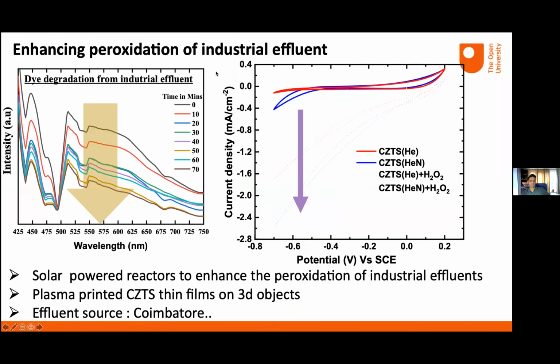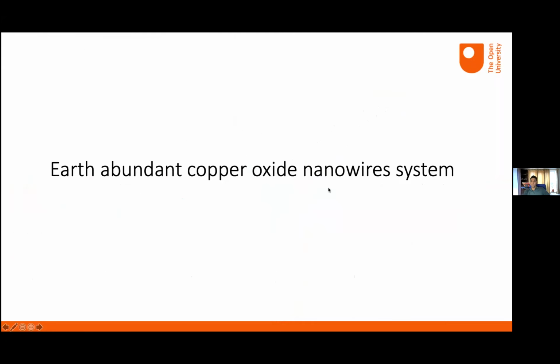And similarly, we did this with the CGTS on 3D objects using our 3D printed surfaces, and this is currently under more investigation. Let me present the next 10 minutes or so before I wrap up.